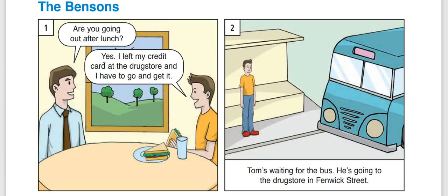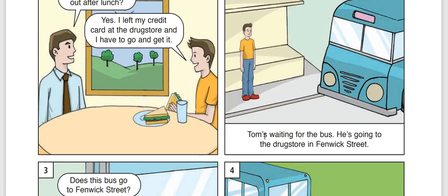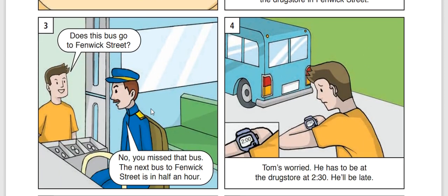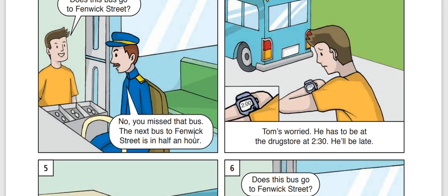The Bensons. Are you going out after lunch? Yes, I left my credit card at the drugstore and I have to go and get it. Tom is waiting for the bus. He's going to the drugstore in Fenwick Street. Does this bus go to Fenwick Street? No, you missed that bus. The next bus to Fenwick Street is in half an hour. Tom is worried. He has to be at the drugstore at 2:30.